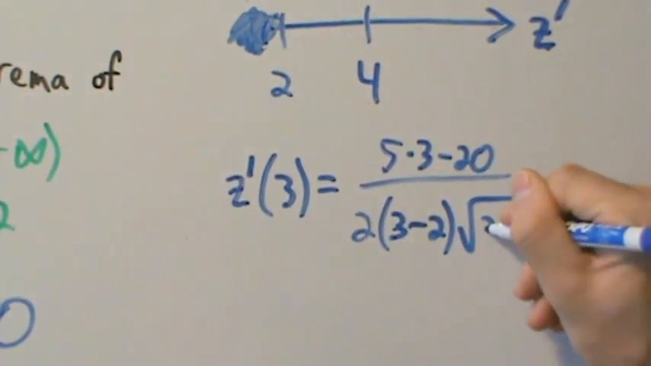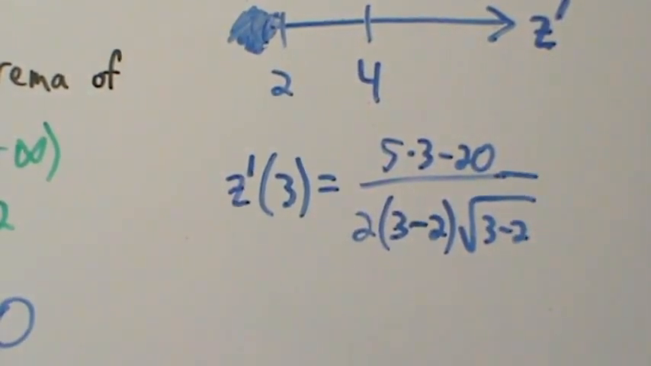3 minus 2 times the square root of 3 minus 2. Alright, I thought what I was saying didn't make any sense.